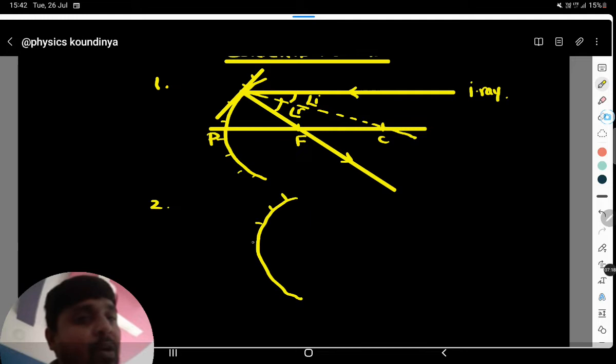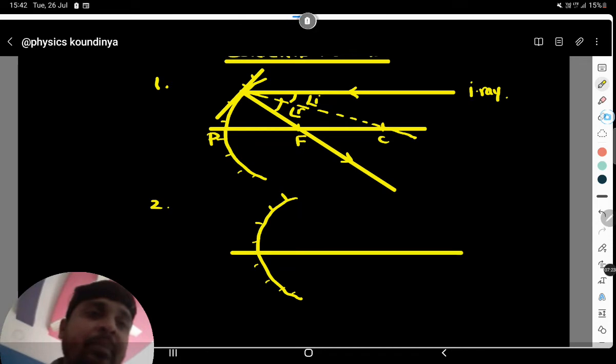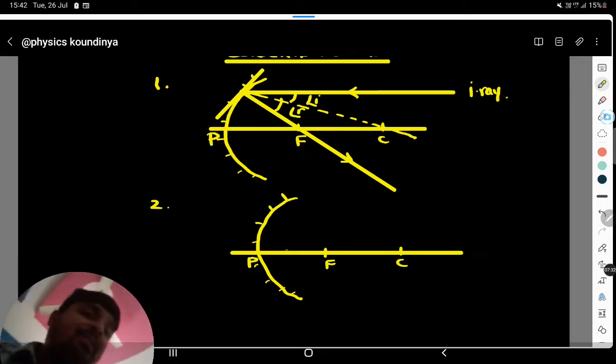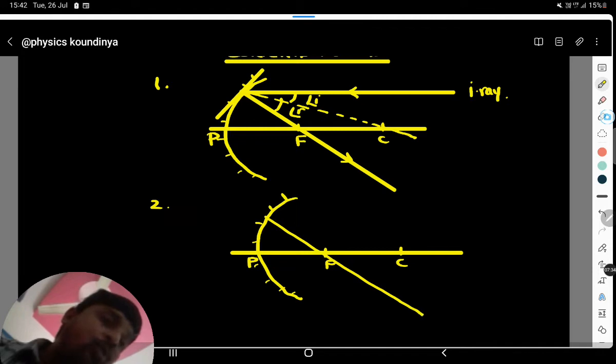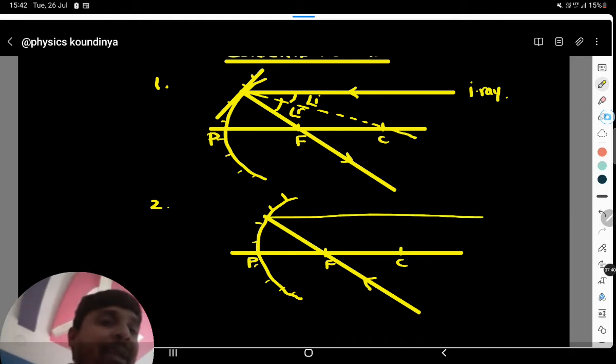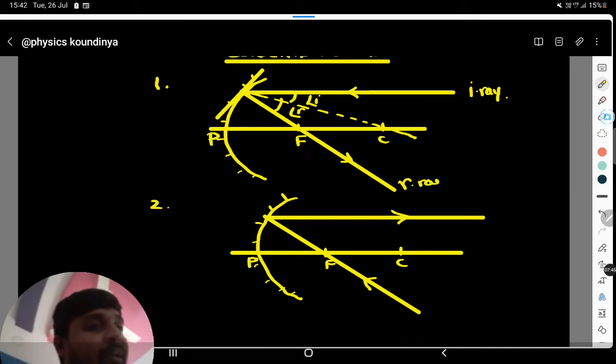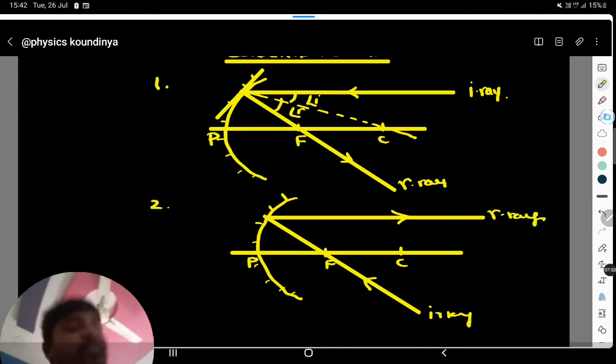Okay, this is the concave mirror, and this is the principal axis. This is P, F, and C. Now the second rule says if the incident ray passes through F, then the reflected ray will be parallel to the principal axis. This is our second rule of drawing the ray diagram. This is our incident ray and this is our reflected ray. If the incident ray passes through F, then the reflected ray will be parallel to the principal axis.